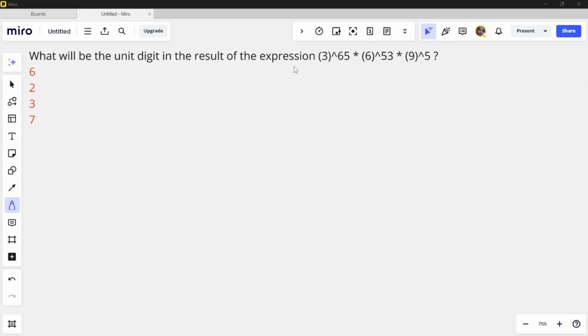If you don't know the concept of power cycle, it is recommended that you learn the concept first, and after that you should try to solve this question. Okay. So let's come to the question.